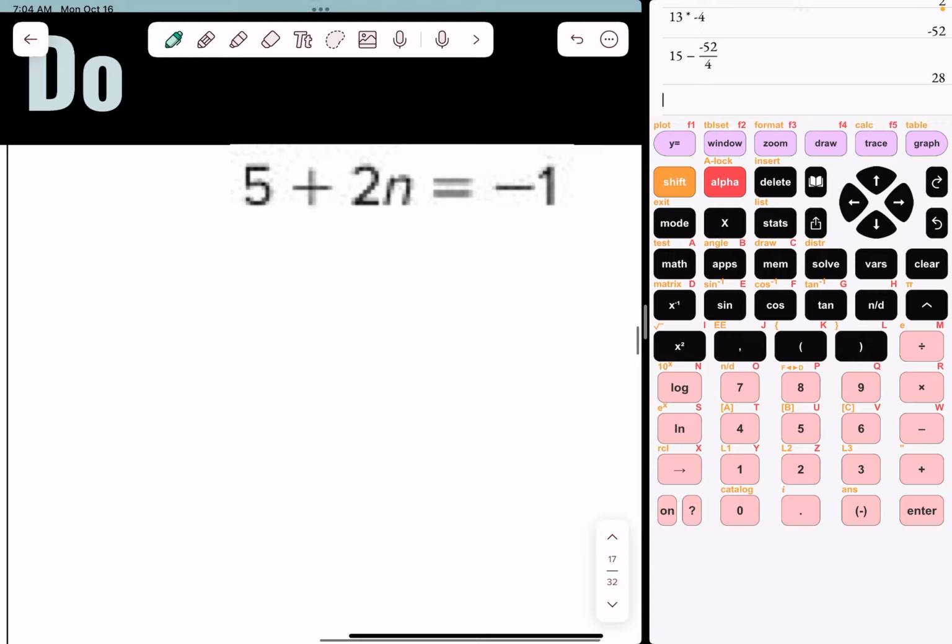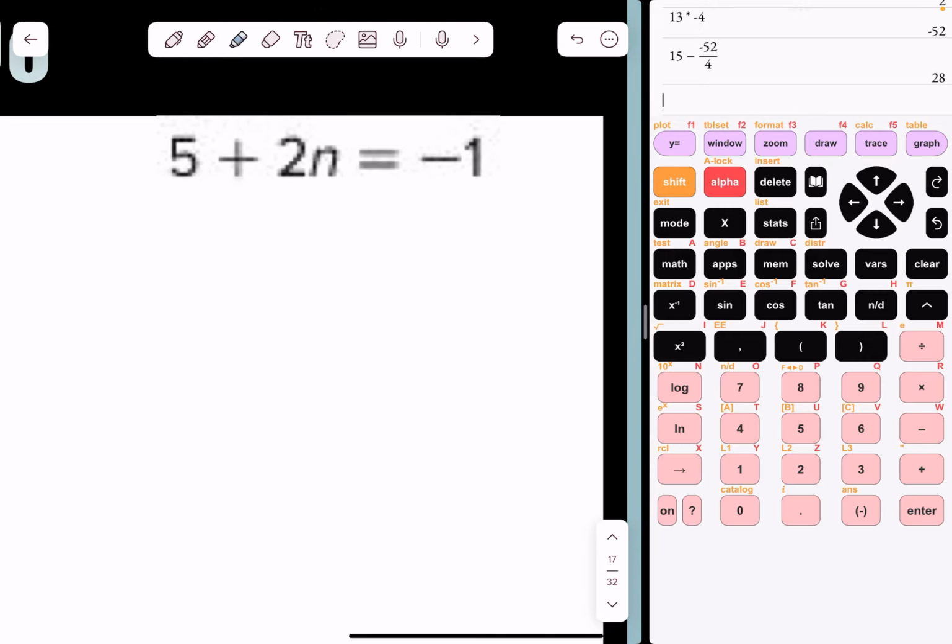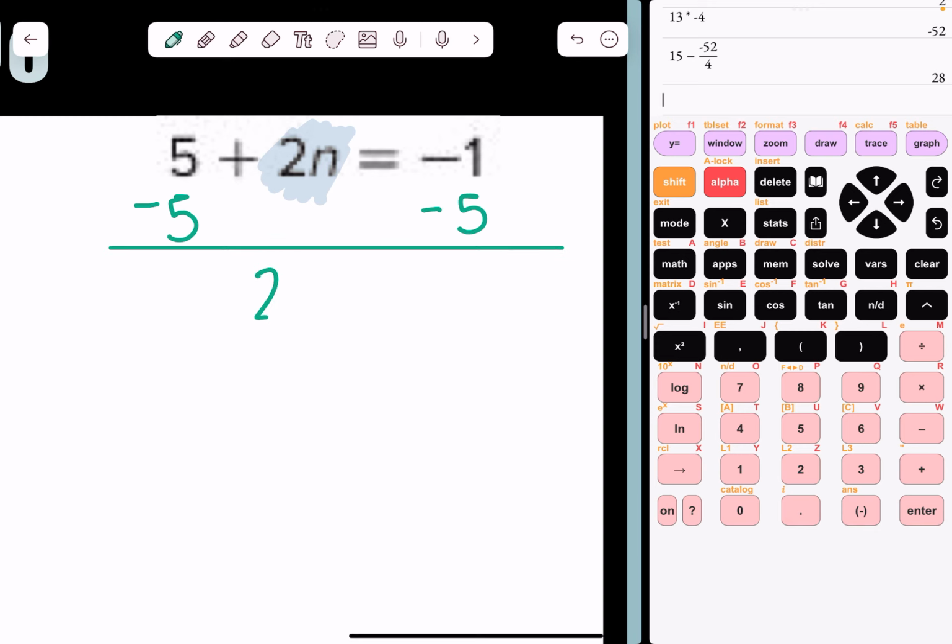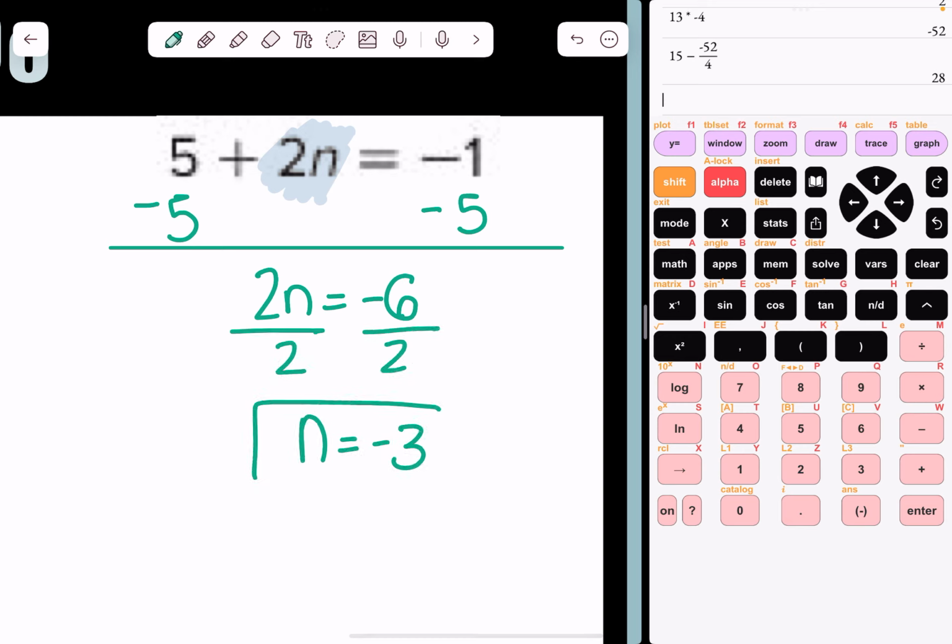Let's look at this next one. You want to leave the 2n alone, but on the same side as 2n is that positive 5, so to get rid of the 5, we subtract 5 on both sides. So we will get 2n equals negative 6, then divide by 2, we get n equals negative 3.